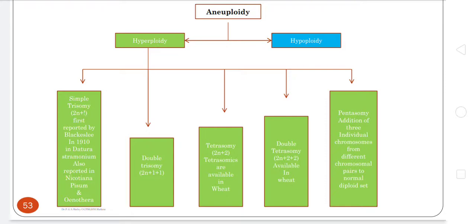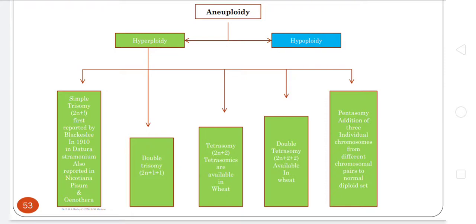The first one is called trisomy. Before that, what is hyperploidy? Addition of one or more chromosomes to the diploid set. I already said hyper means addition. So addition of chromosomes is called hyperploidy. This is again divided into various types. Let's see the first one.